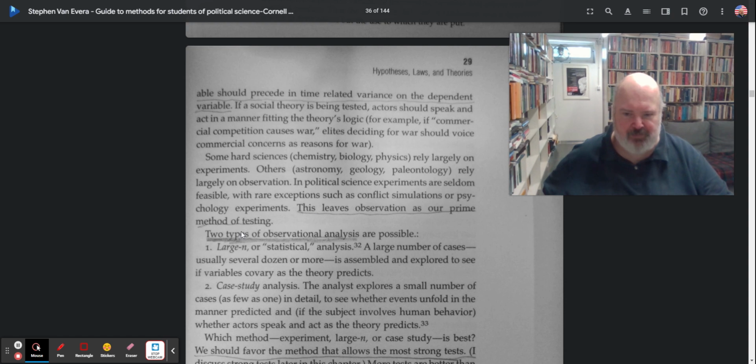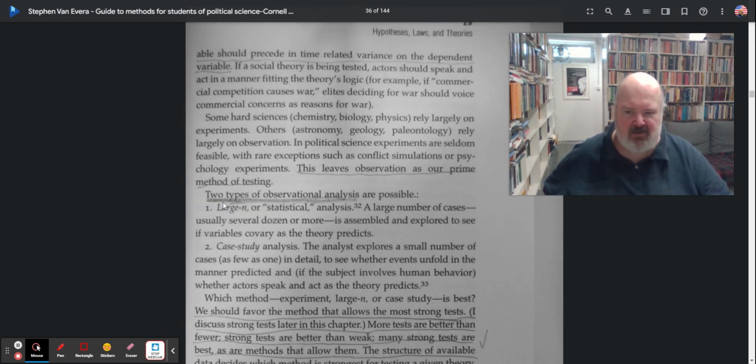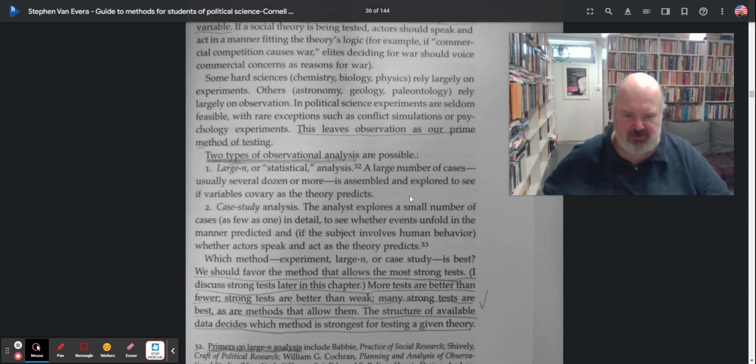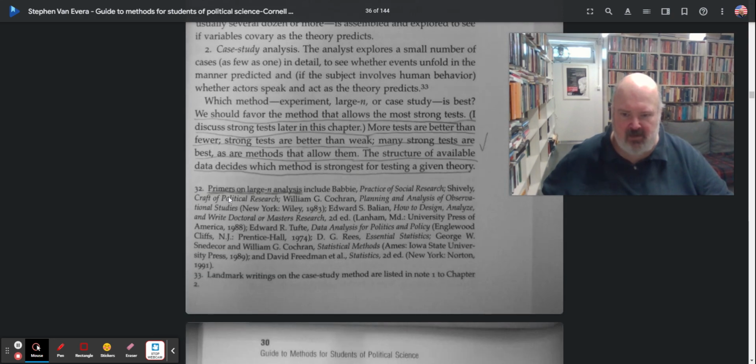This leaves observation as our prime testing method. Now, two types of observation analysis are possible. Large N, or statistical analysis. Primers on large N are Babbie's Practice of Social Research, Shively's Craft of Political Research, Boland's How to Design, Analyze, and Write Doctoral or Master's Research, Edward Tufte's Data Analysis for Policy, Reeves' Essential Statistics, Senter and Cochran's Statistical Methods, and David Freedman's Statistics.